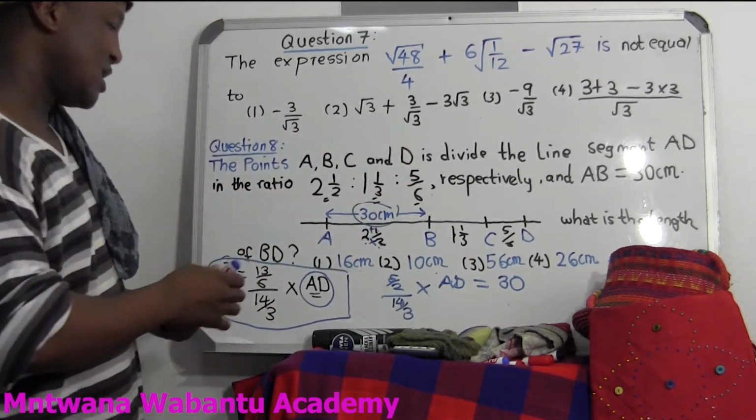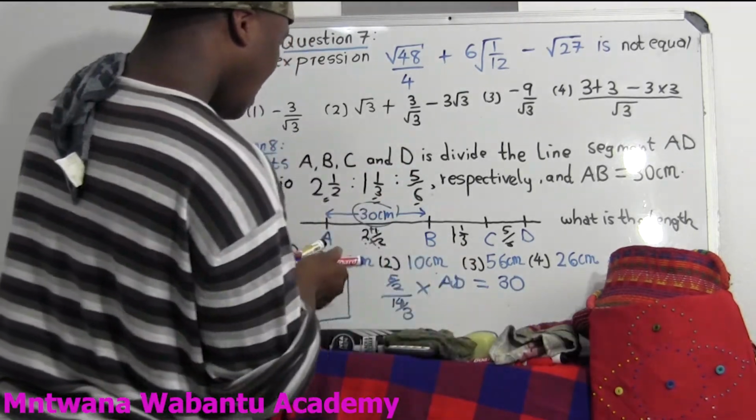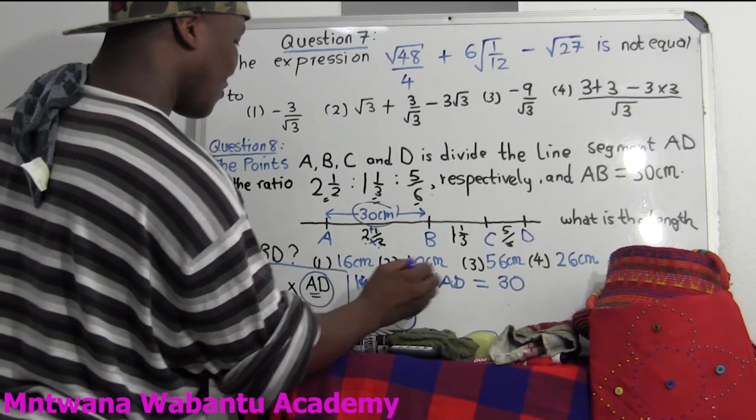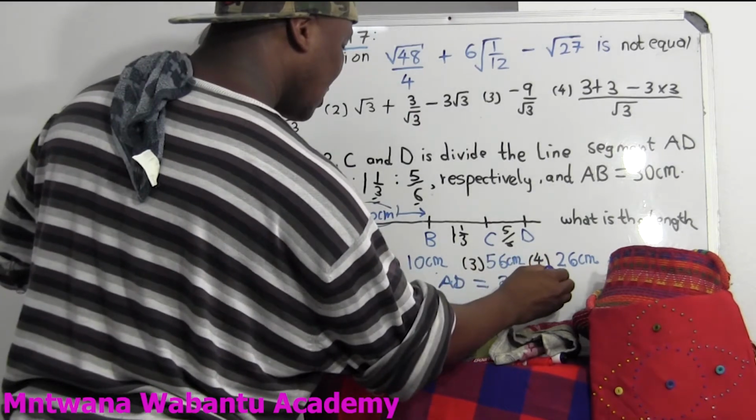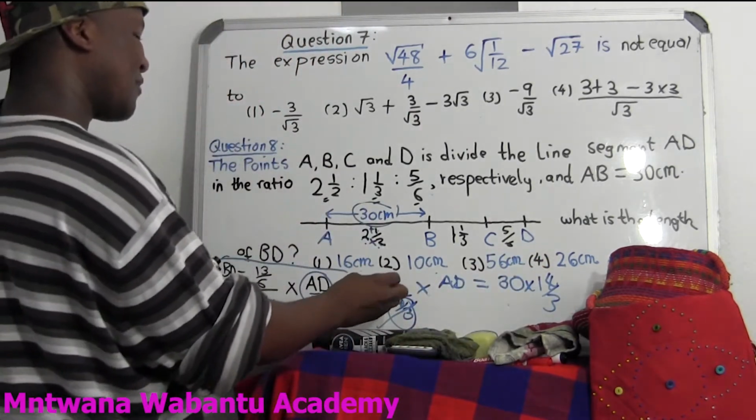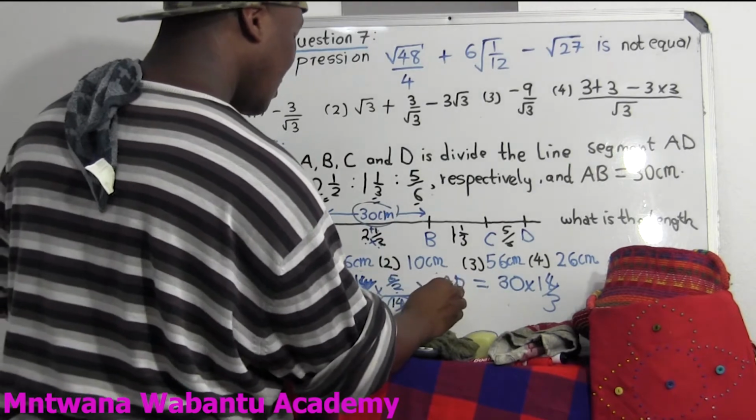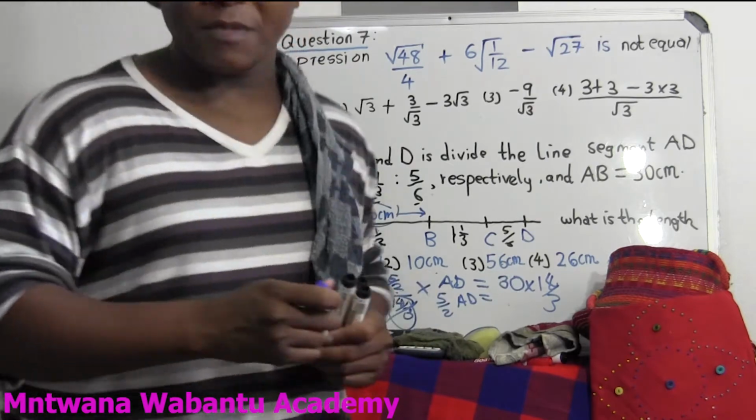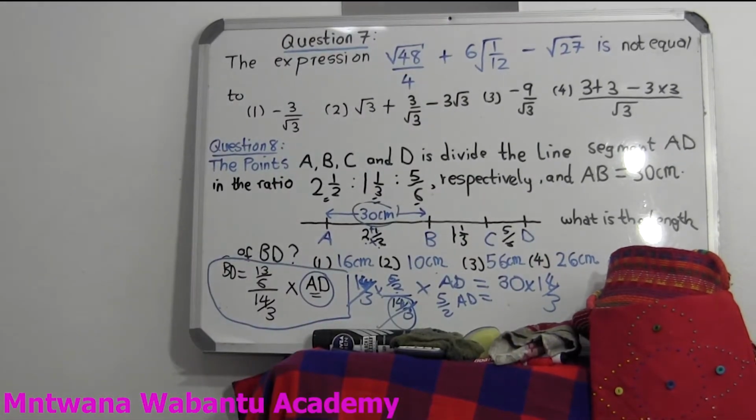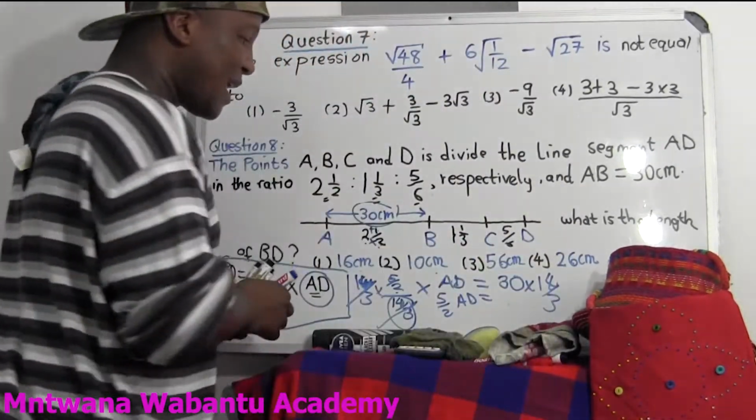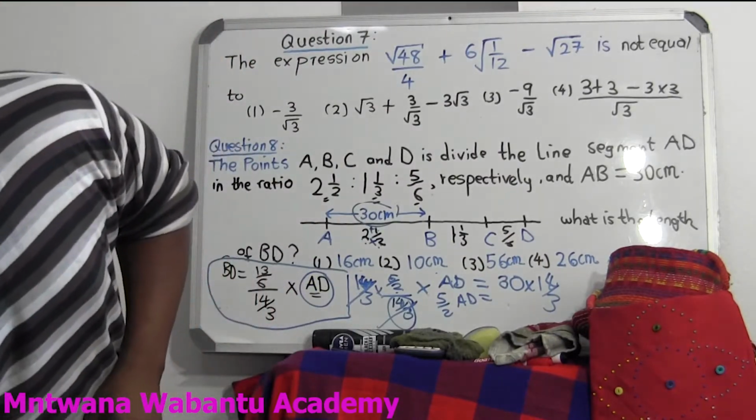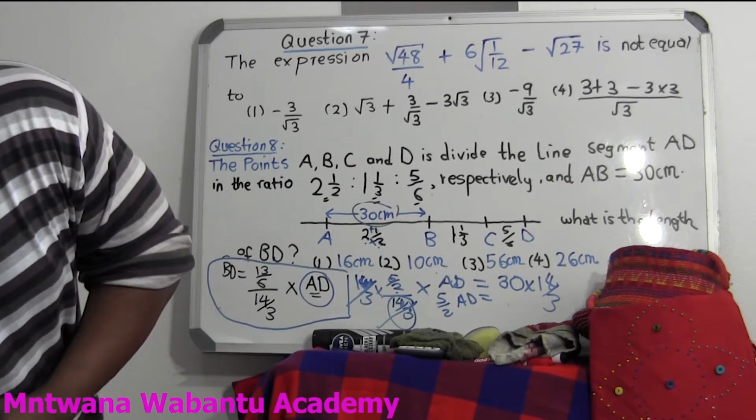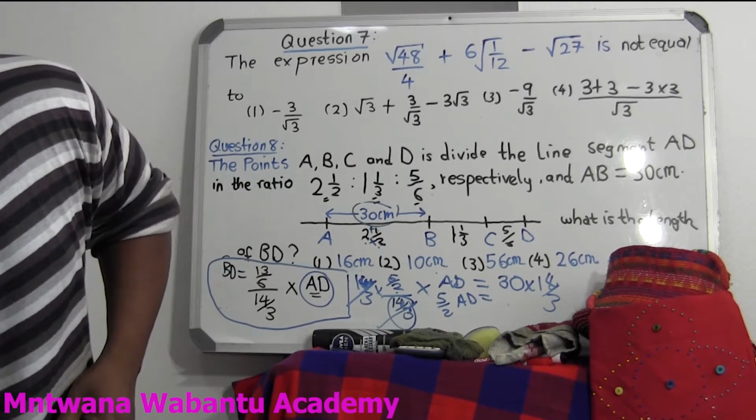So now let's find the value of AD. I'm going to multiply by 14/3 throughout, so there's no fraction. This and this cancel, so I'm left with 5/2 AD equal to... I hope you can see. I want to make sure you can see there, because I don't want to solve and then you cannot see. Yeah, you can see. So now you say 30 times 14/3. 30 times 14/3 equals 140. Yeah, 140. See?